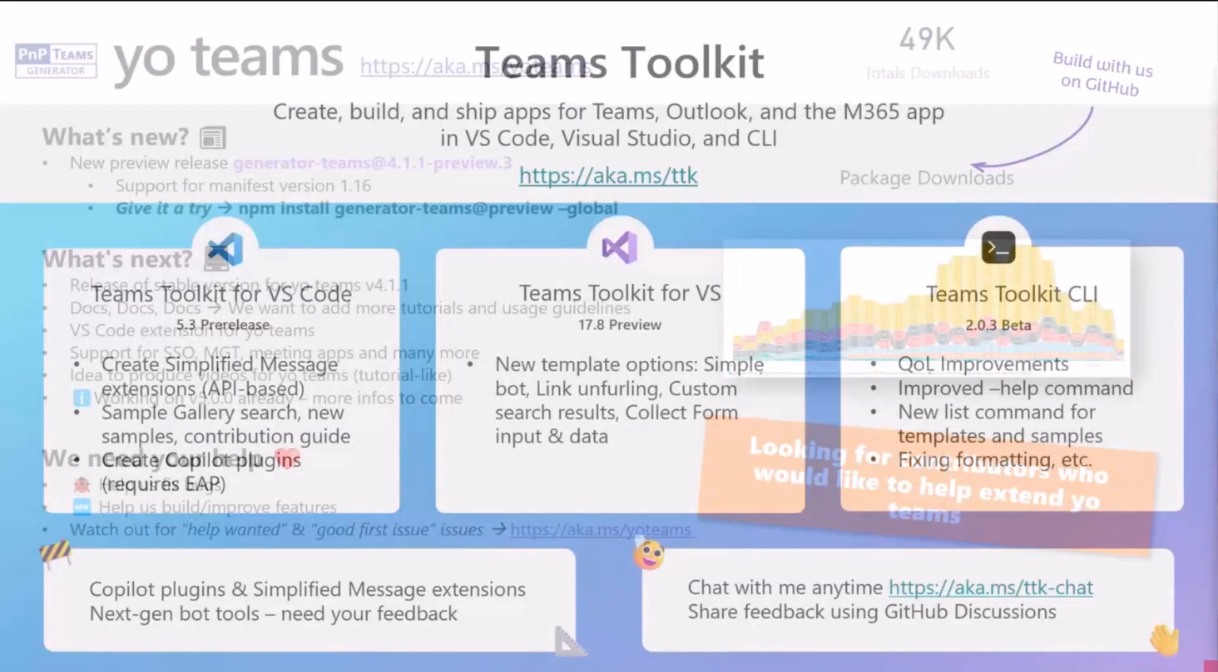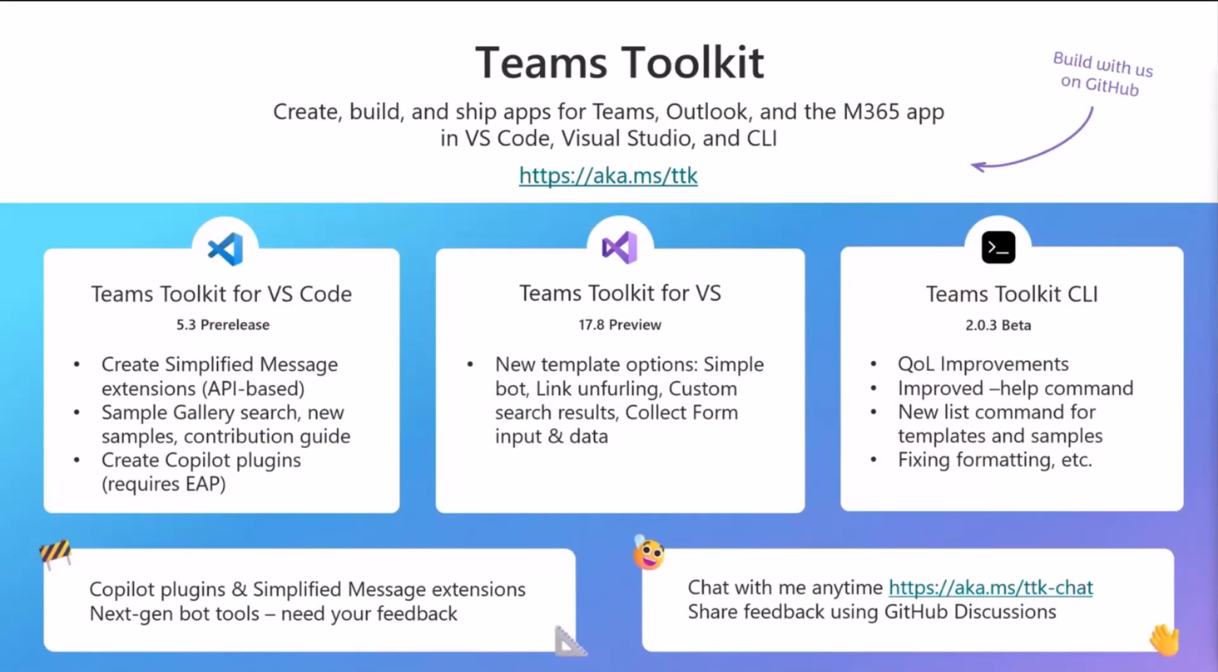Really very cool. Now, on the Teams Toolkit side, John Miller is celebrating Thanksgiving, so I will quickly recap this one. The Teams Toolkit in VS Code 5.3 is the latest pre-release, and there's a create simplified message extensions, sample gallery search, all of that stuff has been improved. Teams Toolkit for Visual Studio 17.8 preview has new template options, simple bot link unfurling, custom search results, a lot of cool stuff. And the CLI is the third part. All of the things you can do in the VS Code extension can also be performed in the Teams Toolkit CLI, and a lot of improvements on that side as well.